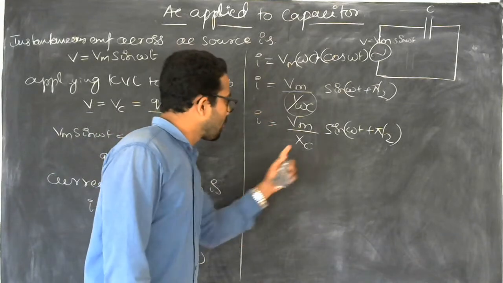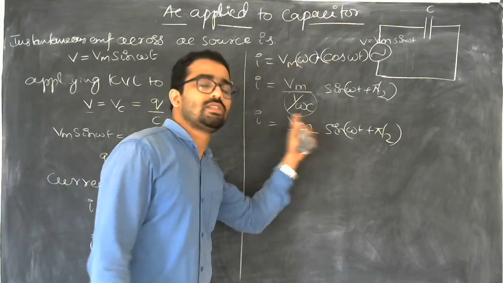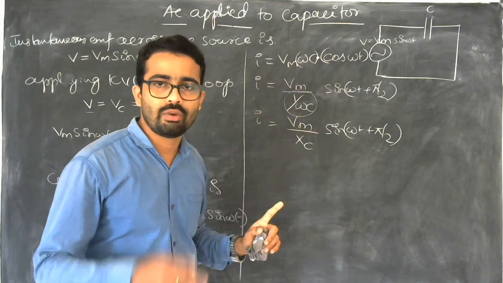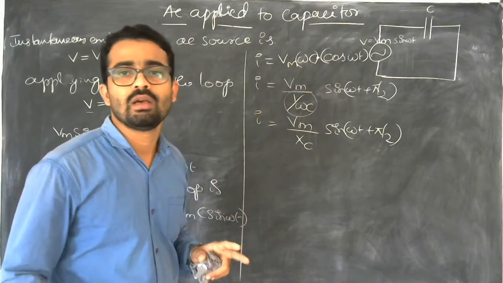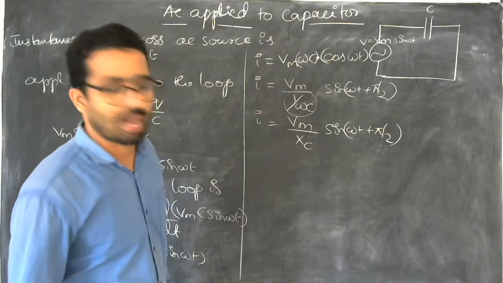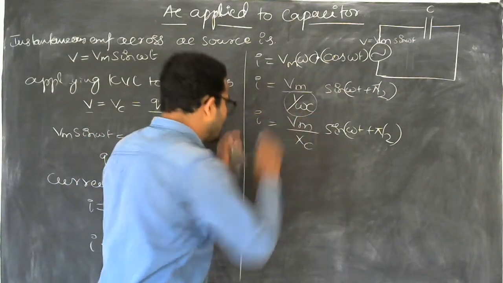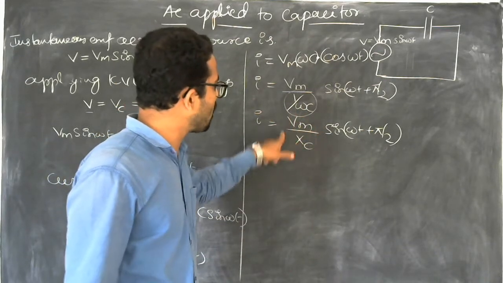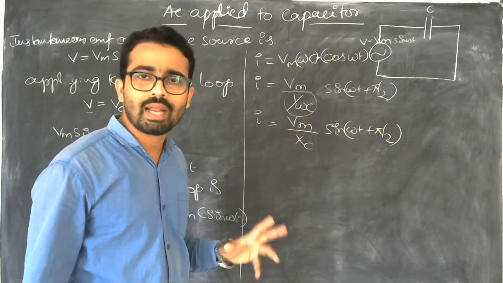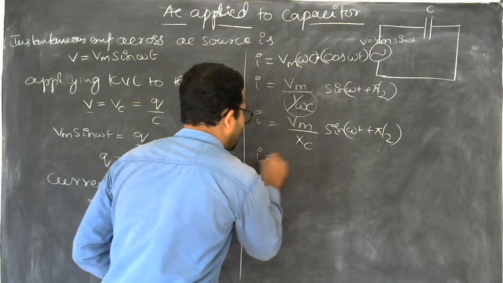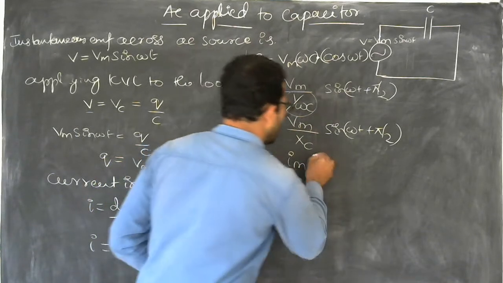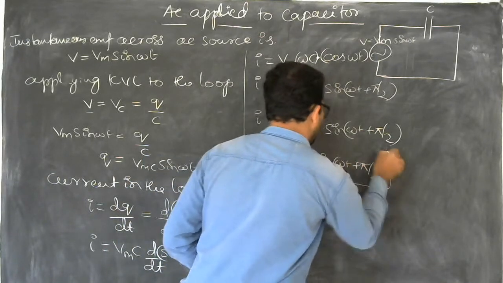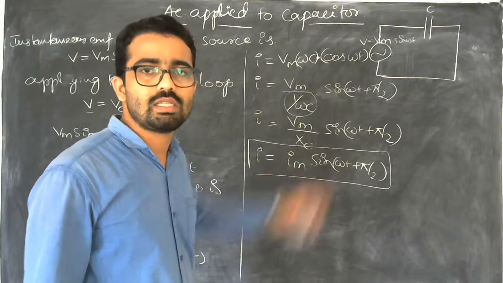So we understood that capacitive reactance is nothing but a resistance. That's why the unit of this quantity should also be ohm, because we know the unit for resistance is ohm. So a similar unit should be there for the capacitive reactance. If you look at this, it looks like Ohm's law, because we know that V is equal to I into R. This is in the form V by R. So V by R can be written as I, but here I am writing this as Im into sin of omega t plus phi by 2.